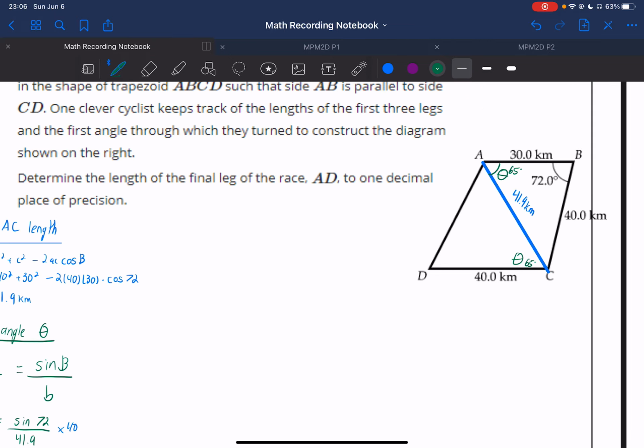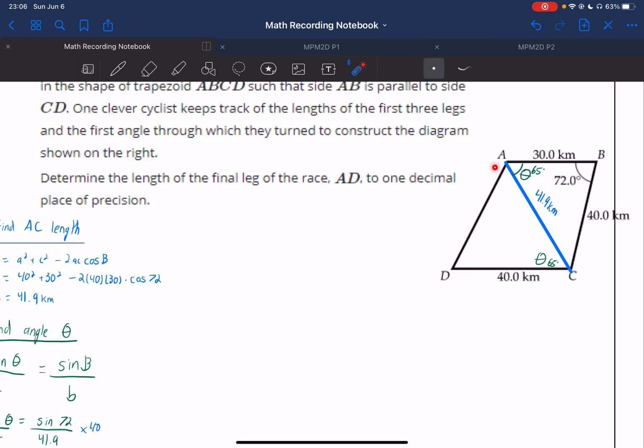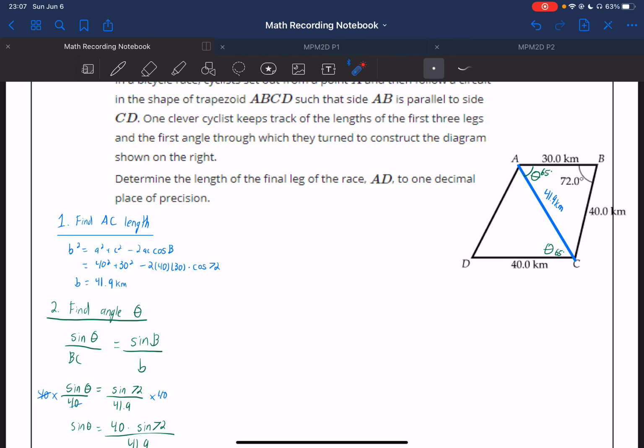What you'll now notice is that we have a side length here, a side length here, and a lovely squished angle. That is a perfect recipe for a cosine law to go and find out what AD equals to. So that's our last step. So step 3 is to find AD. And we're going to use cosine law to do that.